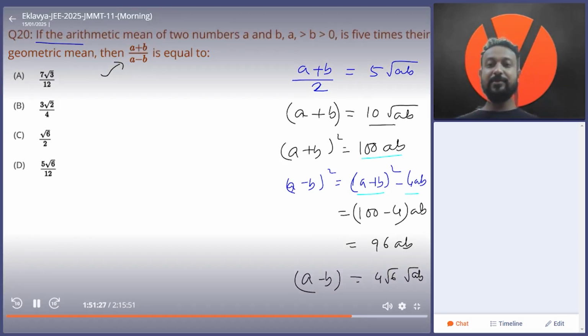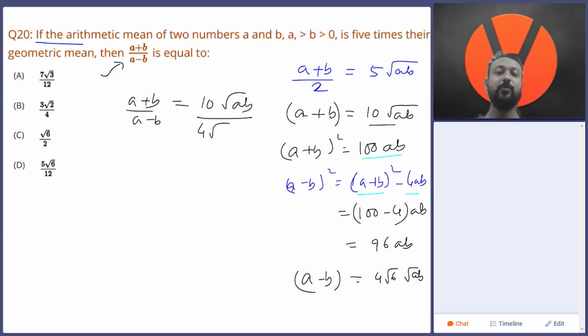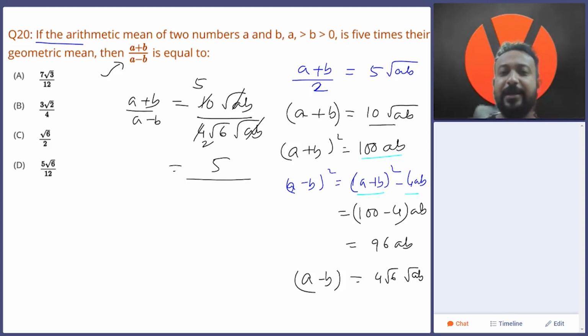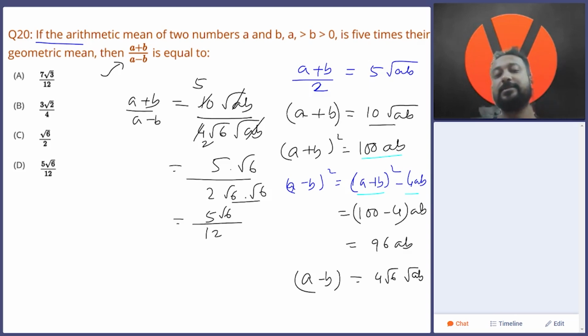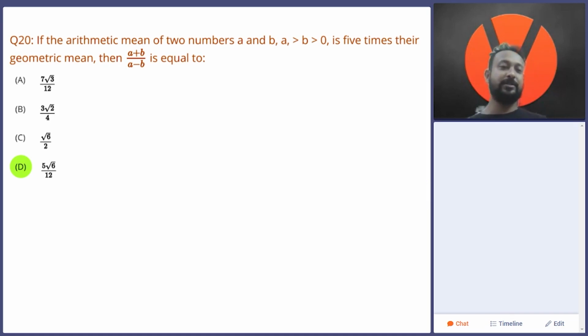A plus B was 10 root AB. So if I just divide, I will get A plus B by A minus B as 10 times root AB divided by 4 root 6 root AB. Root AB cancels. 2 5s are 10, and this root 6 is here, but the answer is given a little different. 5 is there only in this option. So 5 root 6 by 12 means 5 by 2 root 6. I need root 6 in the numerator, so I multiply by root 6 over root 6. The denominator becomes 6 2s are 12 and the numerator becomes 5 root 6. Very simple question. So yes, D for donkey again.